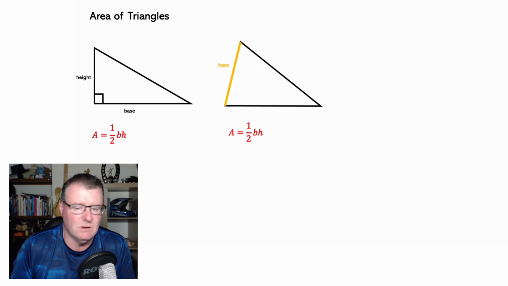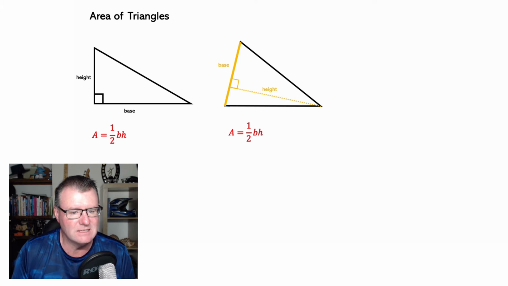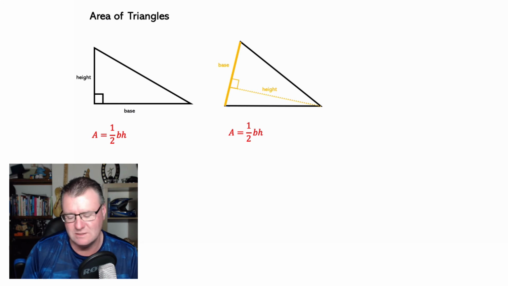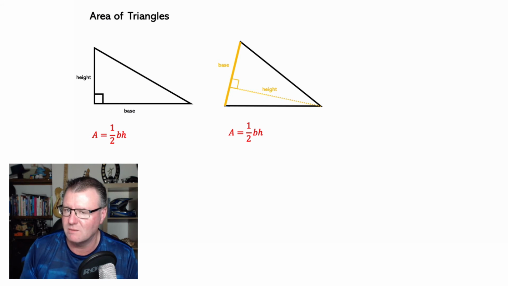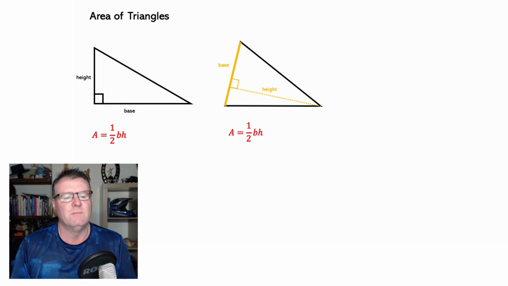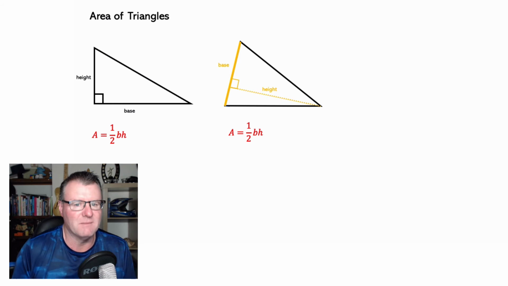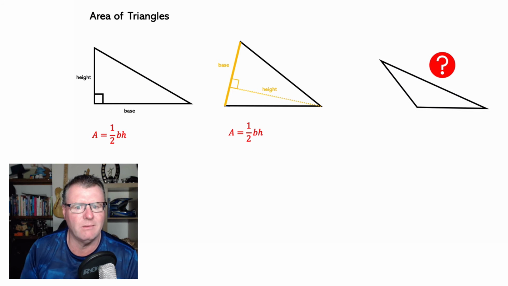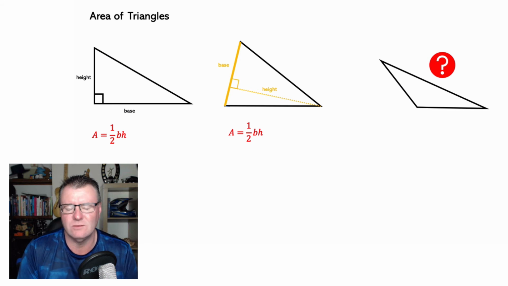Same deal if I went with this one. Over on this side, I take a line that runs at 90 degrees across to the other opposite tip or vertex of the triangle, and now I've got a base and a vertical height, and I just substitute those into my formula. Okay, hope that makes sense. What about, though, something like this, which is an even weirder looking triangle? Where's my base? Where's my vertical height?